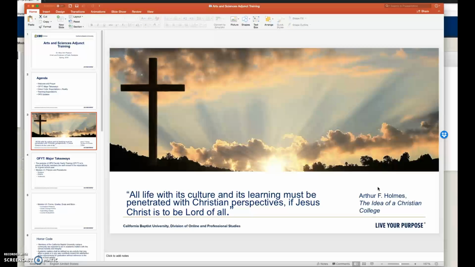I pray that as you attempt to glorify God in your work while teaching the online students of CBU, you will remember to keep him first and foremost in our thoughts and our actions. I have a quote here: "All life with its culture and its learning must be penetrated with Christian perspectives if Jesus Christ is to be Lord of all," by Arthur F. Holmes, The Idea of a Christian College.